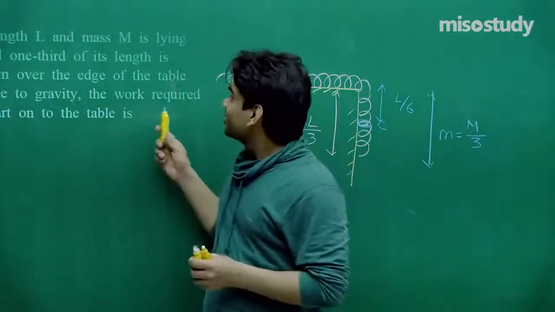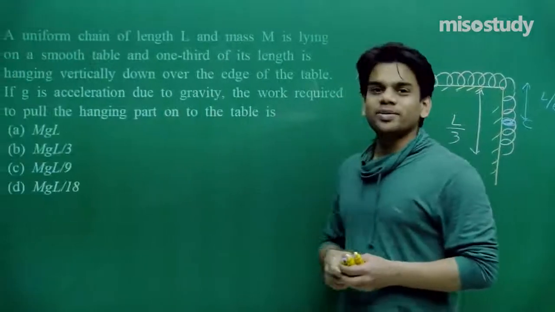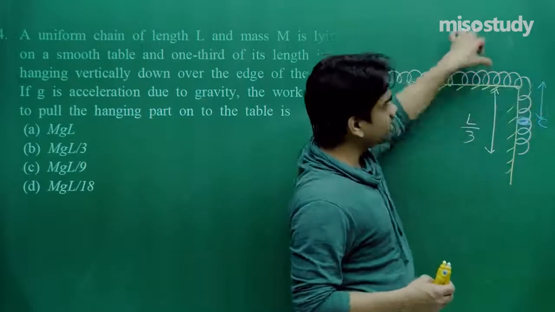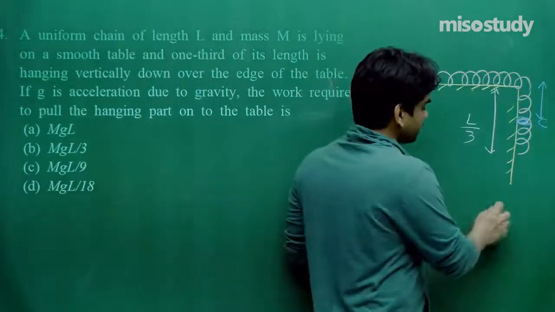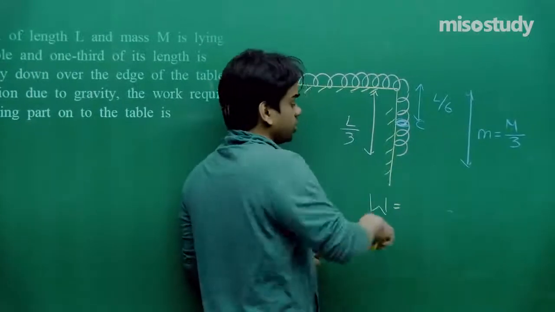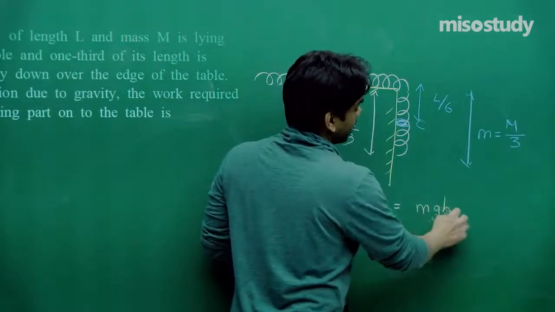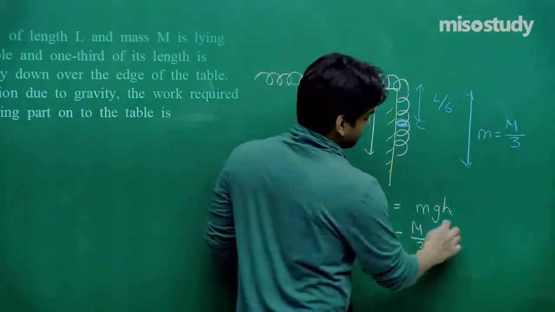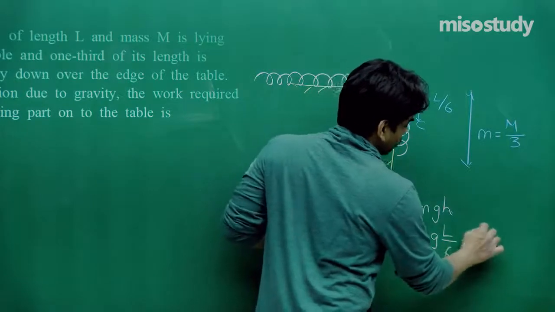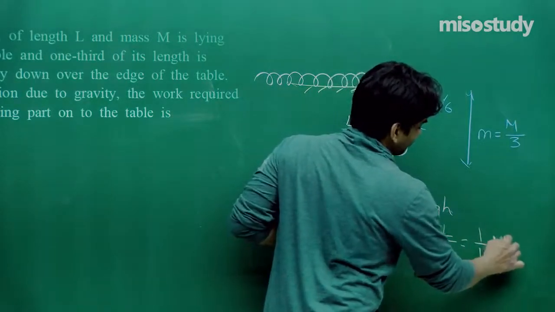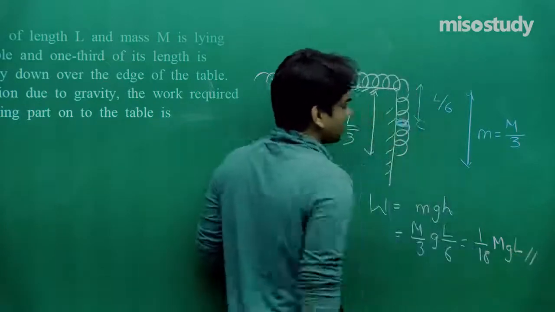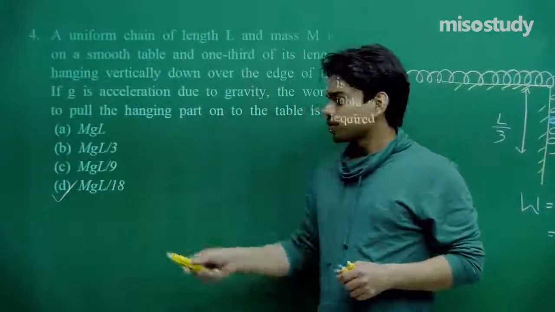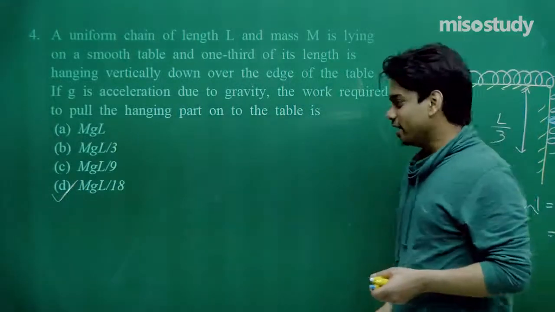Now it says the work required to pull the hanging part onto the table. So you can think that you will be lifting a point mass from this point onto the table. So work done will be equal to the increase in potential energy, which equals mgh. The mass is m by 3, then g, and h is L by 6. So 1 by 18 mgL. This is the answer for this problem, 1 by 18 mgL. So the resultant, option number D, is the right answer.